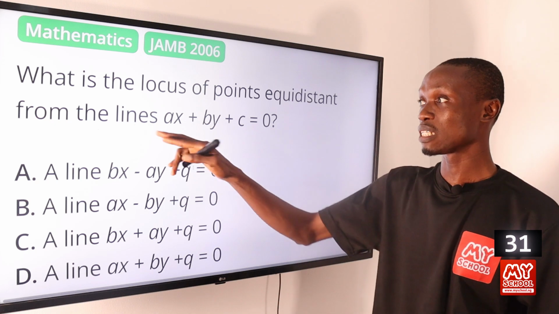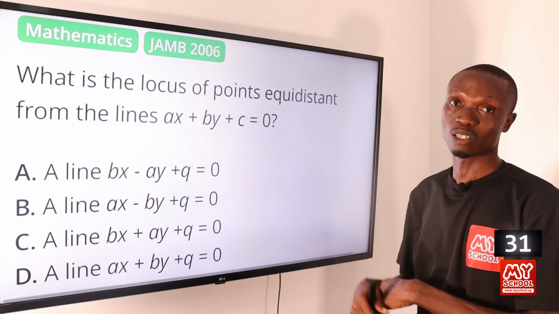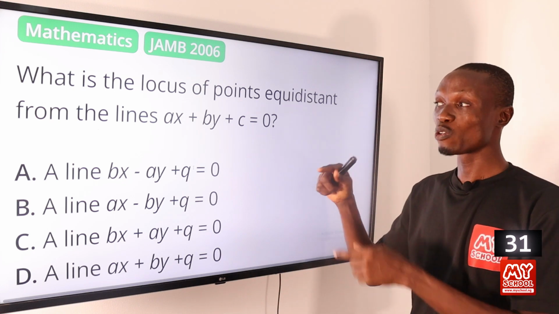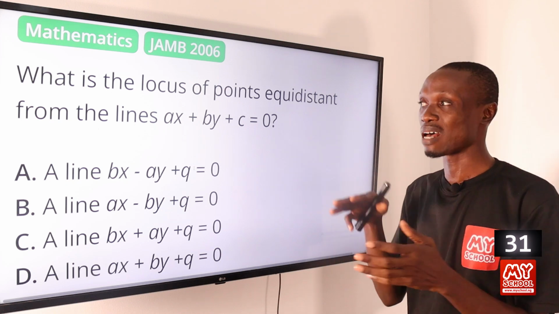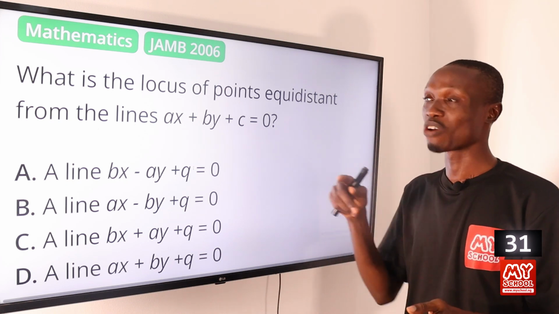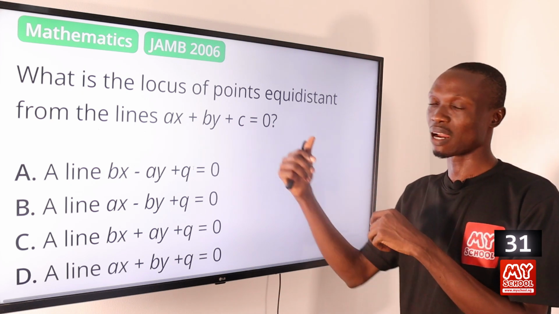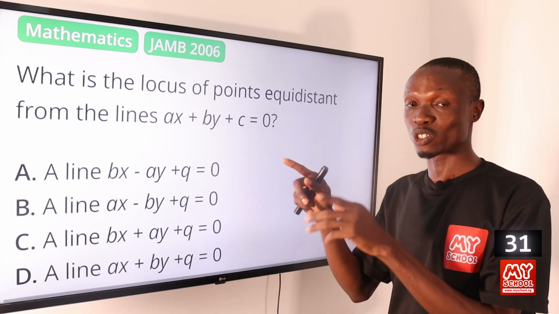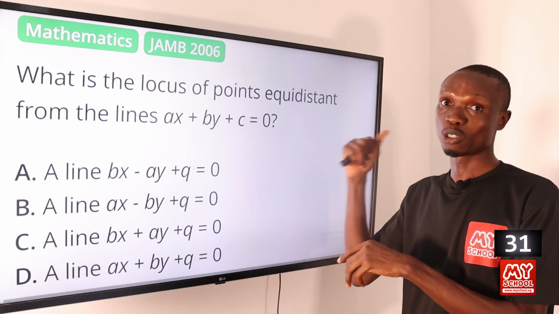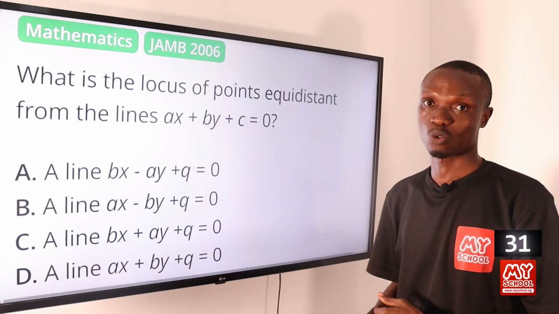In this case, the original line is the line represented by this equation. The new line, which is parallel to the original line, has the same coefficients of X and Y and has a different constant. Of course, that different constant represents the distance of the new line from the original line. So that makes option D the correct answer to this question.